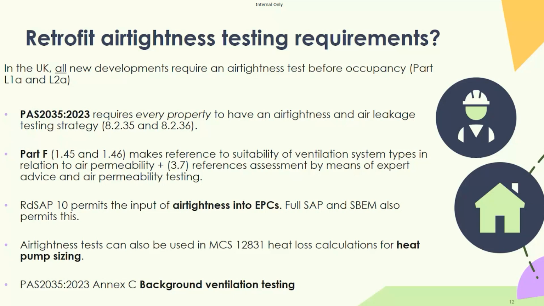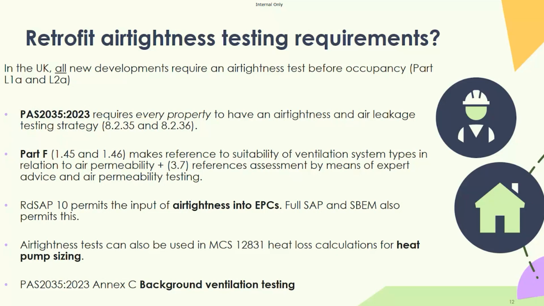Then within Part F, this was updated in 2022. And there's some sections in there that make reference to the importance of understanding the air permeability in order to inform the most appropriate ventilation system type. So that's section 1.45 and 1.46. And so there's a relationship between air tightness and what would be the most appropriate ventilation system, all very clearly set out in Part F.